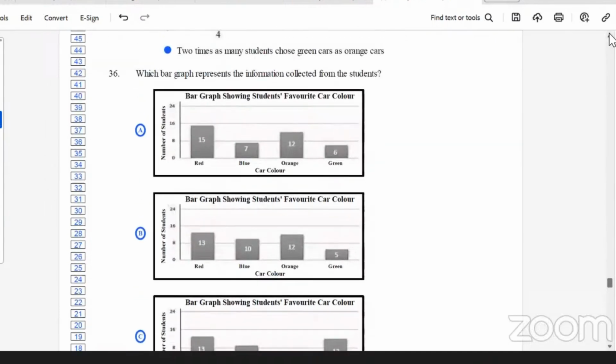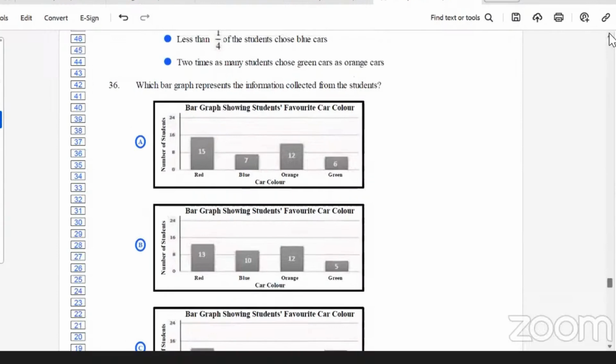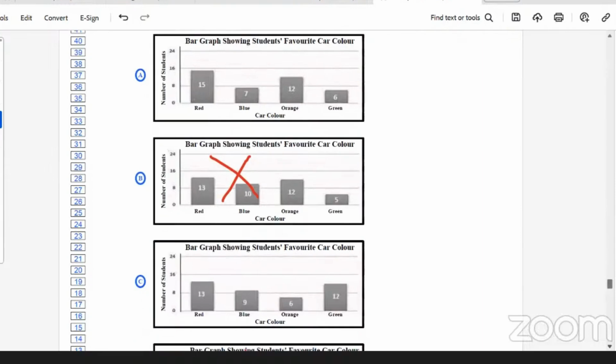It says that less than a quarter of the students chose blue cars. So we know that a quarter of 40, since we got a total of 40 students, would have been 10. So less than 10 chose blue, right? Less than a quarter, so it could not have been 10. So this is also incorrect because it has to be less than a quarter. They didn't say a quarter, so it can't be 10. So those two will be incorrect. Okay, let's see if there's anything else that shows. All right, so 9 is less and 7 is less. So those two are still in the running.